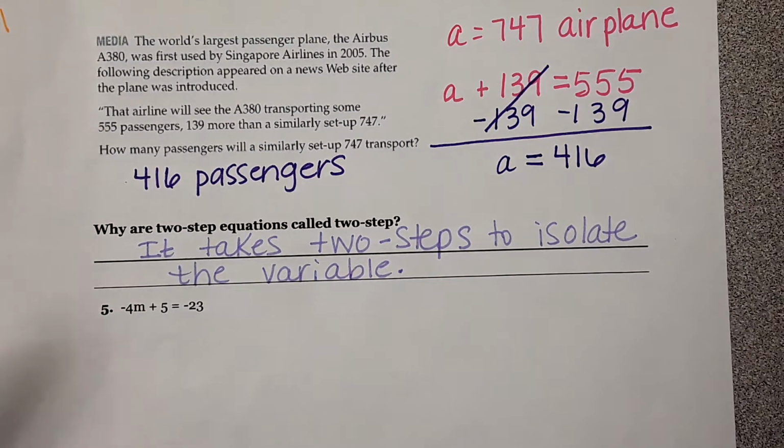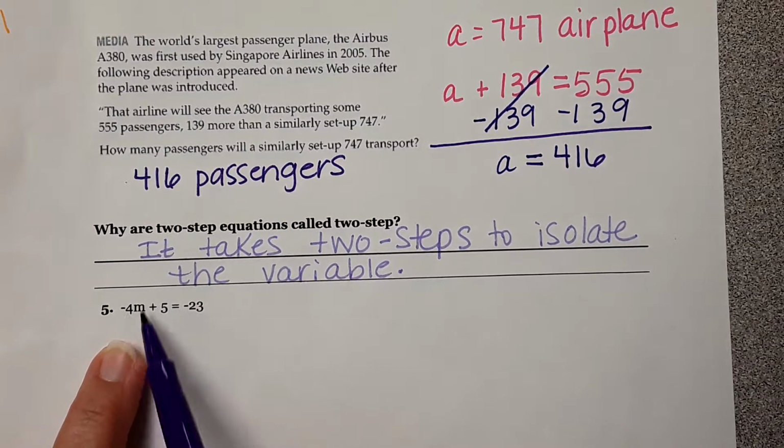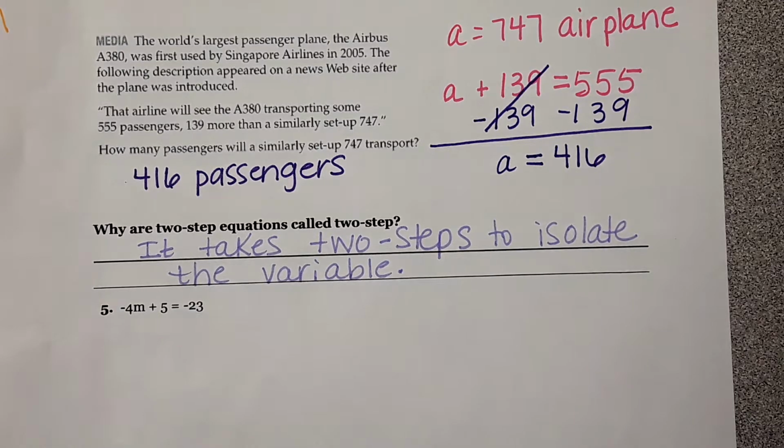So number 5 is the only one that we're going to write out in a verbal sentence, and then the rest we're just going to solve, okay? You guys, it doesn't matter which side the variable's on. You're still going to do the same thing. Okay, so what does this mean? I have negative 4m plus 5 equals negative 23. How can I write that in a sentence?